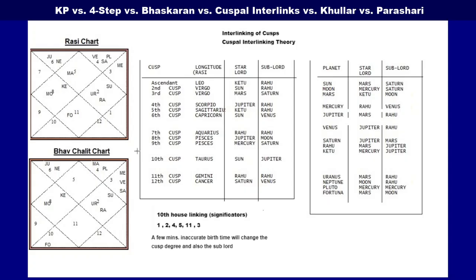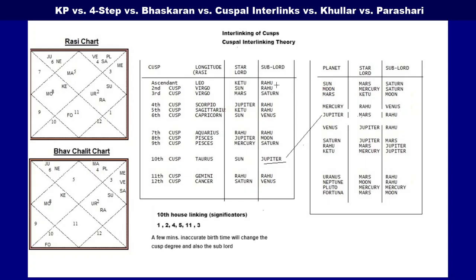In this method, the interlinking of the cusp, or the cuspal interlinking theory by Bhaskaran, what you do is you first take the 10th cusp sublord, that here is Jupiter, and then you look at the star lord and sublord of Jupiter in the planets table. You find that Jupiter is in the star of Mars and in the sub of Rahu. Now you have to look at whether Mars appears as the sublord in the list of cusps.